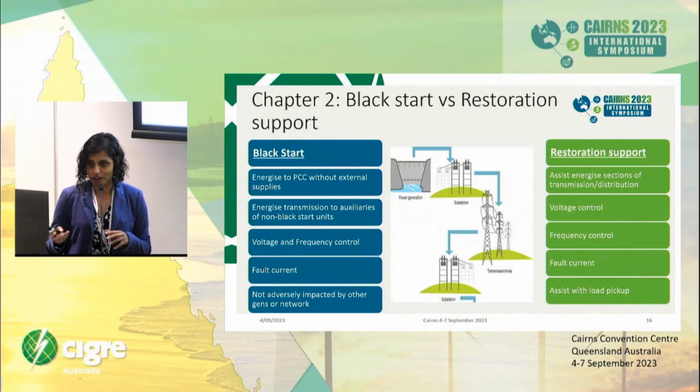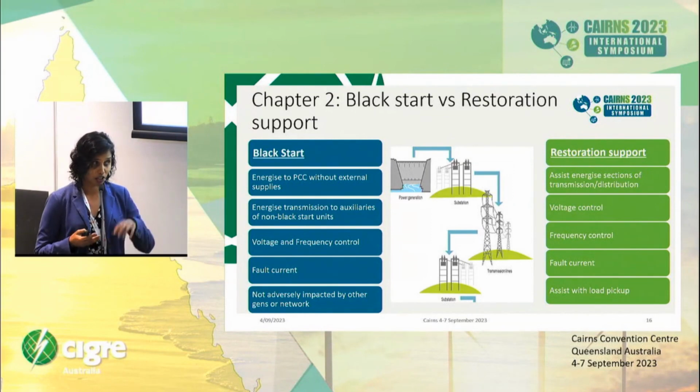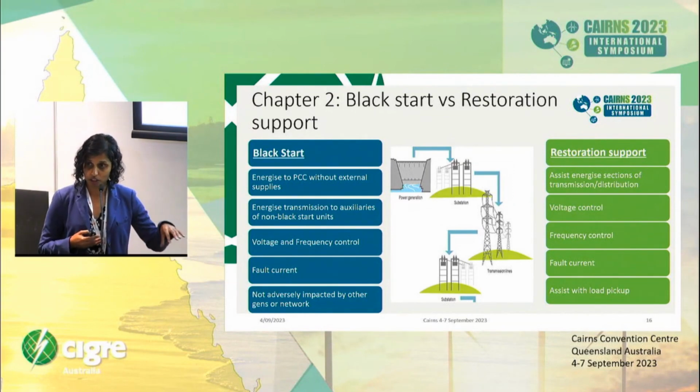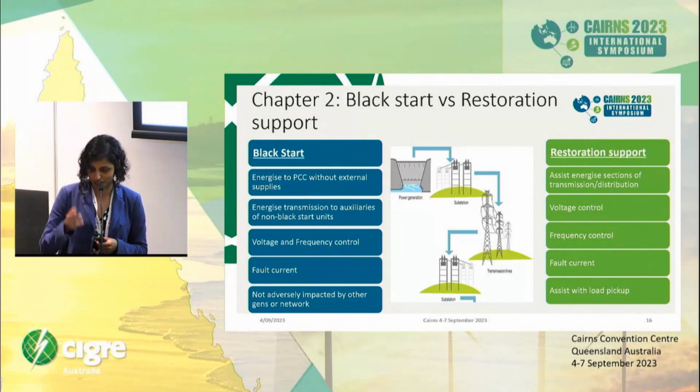So just to summarize the difference, especially in the technical brochure, we cover this, what a black start service or source is and what a restoration support service would be considered as. So as I said, a black start source has to be able to energize its point of common coupling without external supplies, to then be able to on its own energize the transmission network or distribution network to the auxiliaries of non-black start units. And it provides that stiff voltage and frequency control at the very early stages of restoration, as well as fault current that is useful for protection, which is what that person was asking about.